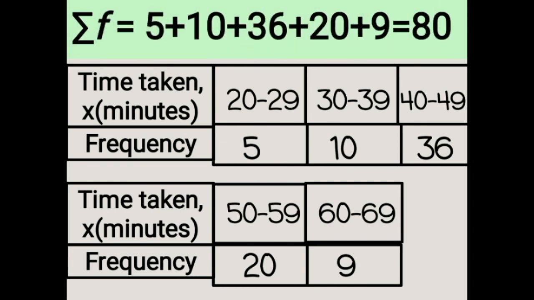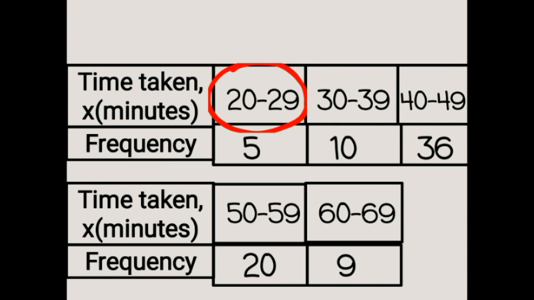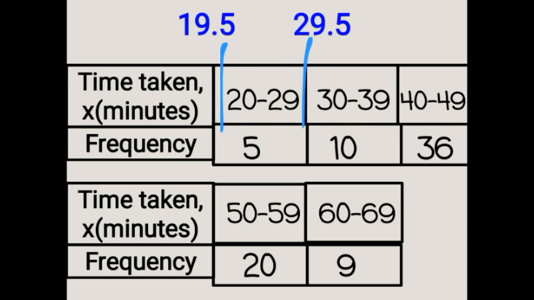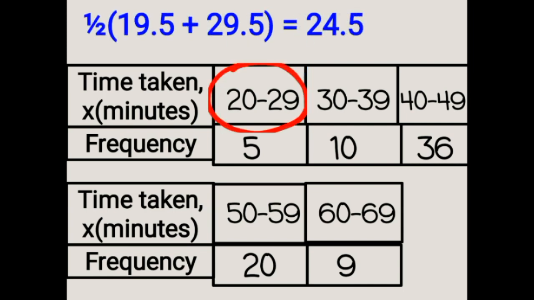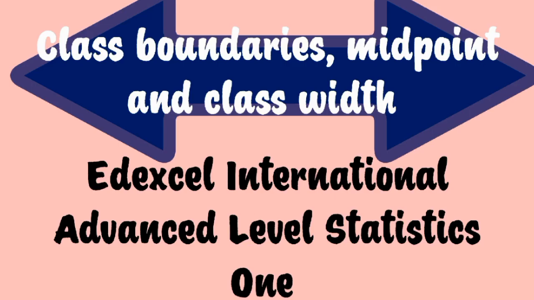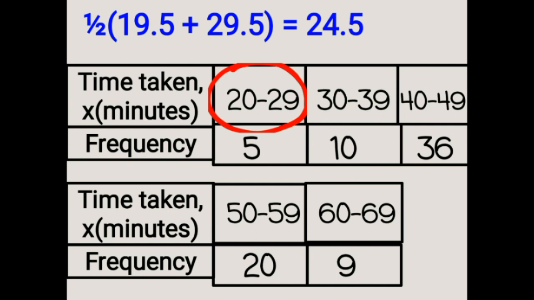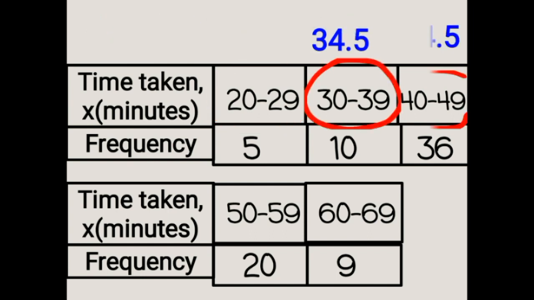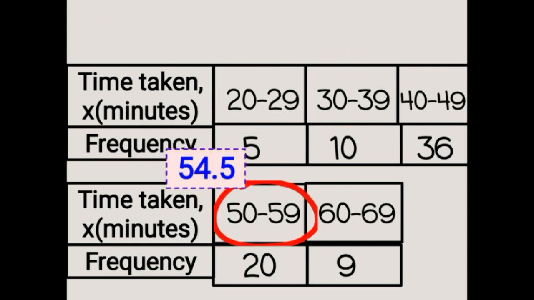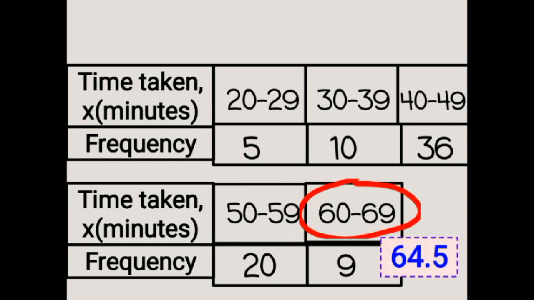Now, let's find the midpoints for each of these class intervals. So, the data here has gaps, and if we take the first class interval 20 to 29 minutes, the class boundaries for this class interval are 19.5 and 29.5. And hence, the midpoint is 24.5. I've already covered class boundaries and midpoints in one of my previous statistics videos, so if you want, check it out for more details. Now, the midpoints for the other class intervals are 34.5, 44.5, 54.5 and 64.5 respectively.